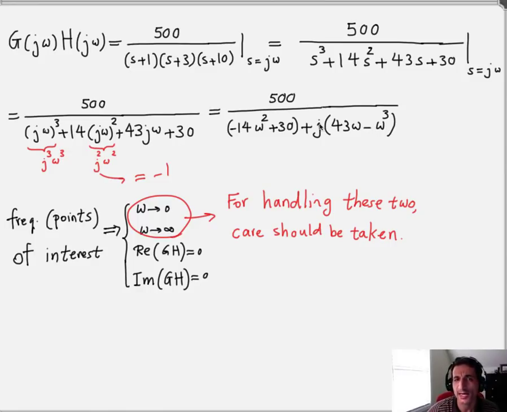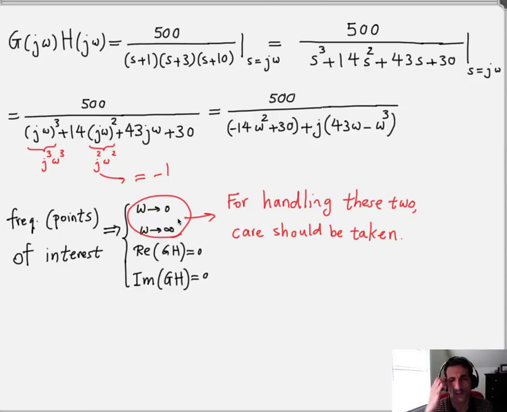And if you just factor j out, we have j multiplied by 43 omega minus omega cubed, which actually comes from this. So now, in order to sketch the Nyquist plot, we have to figure out how G(jω)H(jω) behaves around certain frequencies. Four frequencies of interest are when omega is around 0 radians per second, when omega goes to infinity, and also the frequencies at which either the real part of GH is equal to 0 or the imaginary part of GH is equal to 0.